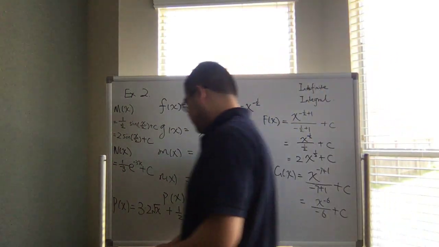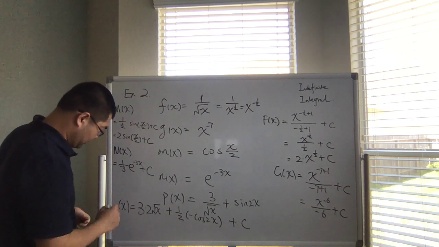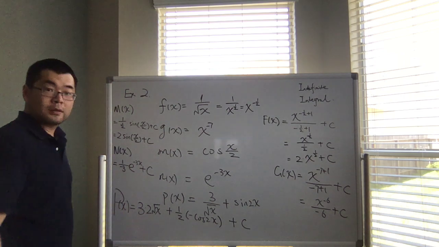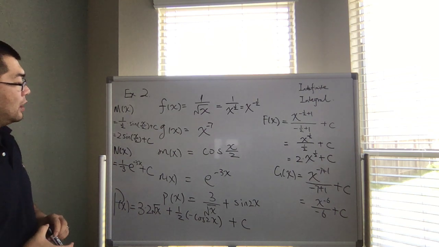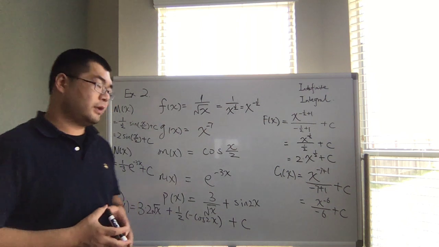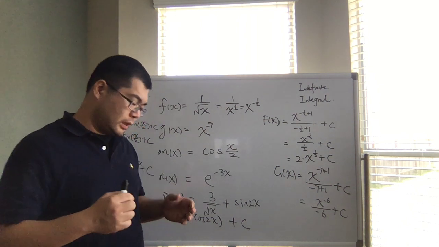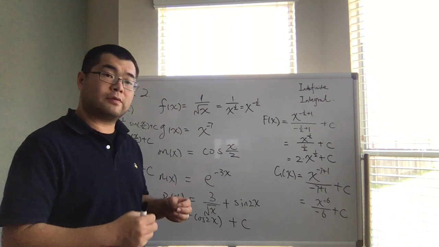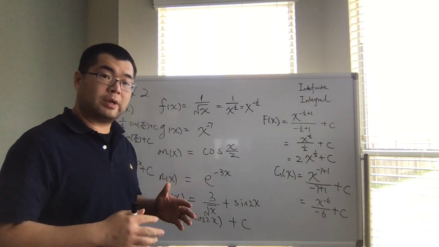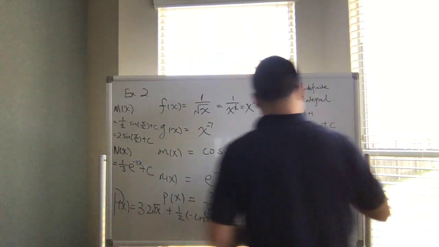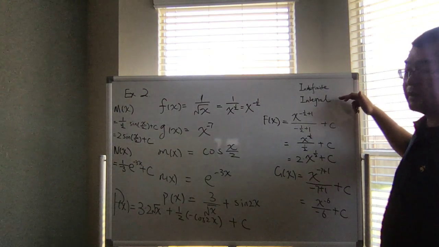I'll maybe just do this part. Capital P, capital P x. Those are the examples, and the process of finding the collection of antiderivatives actually has a name. It's called the integral. More accurately, we call this process an indefinite integral.